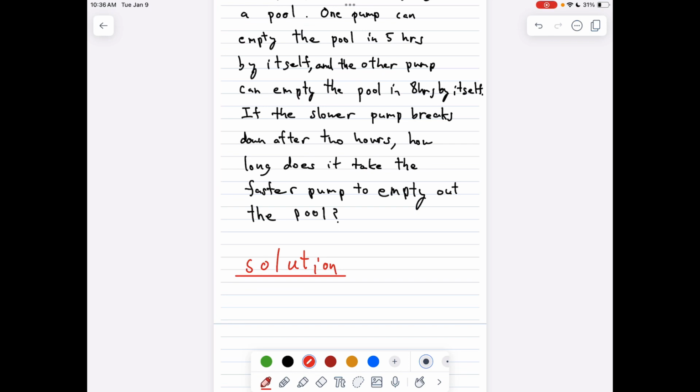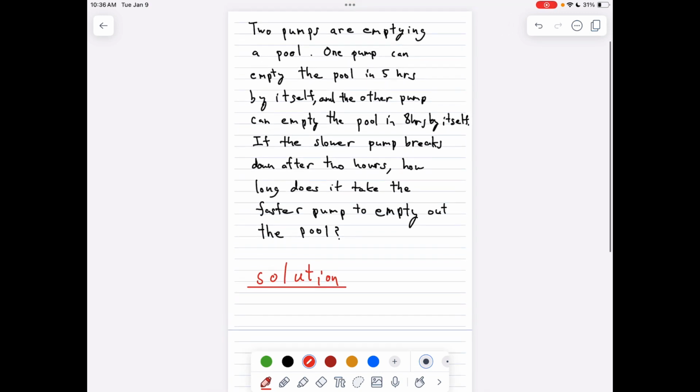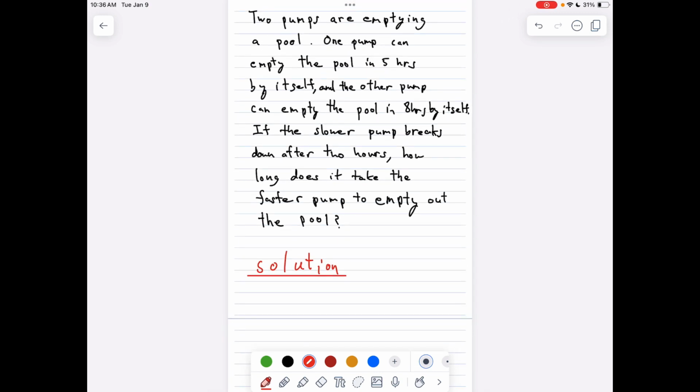Now, for the solution to this problem, we're going to need the following equation: D equals R times T. In other words, distance equals rate times time. You might say, well, what does that have to do with this problem? I'm not talking about people running or anything along those lines. That equation actually applies here as well.